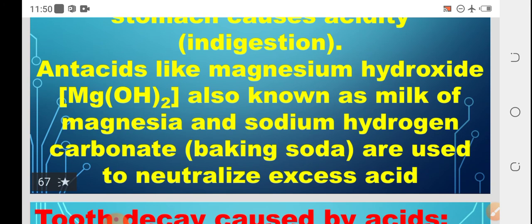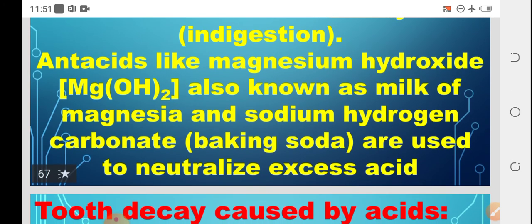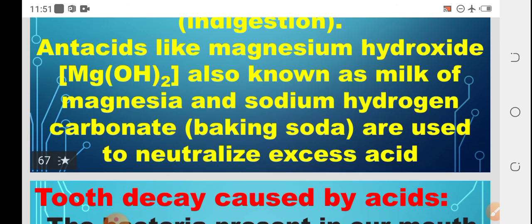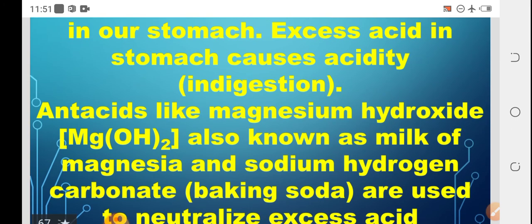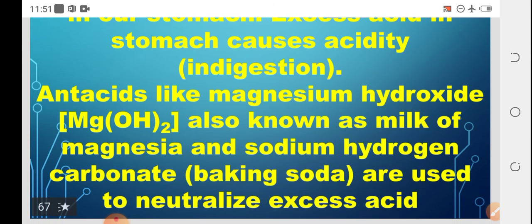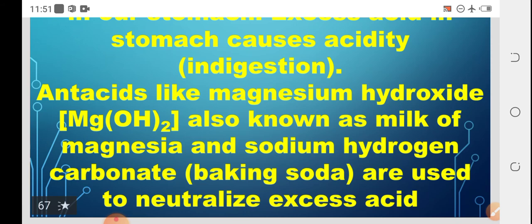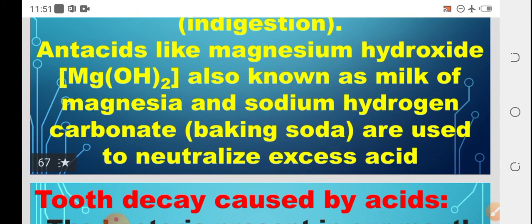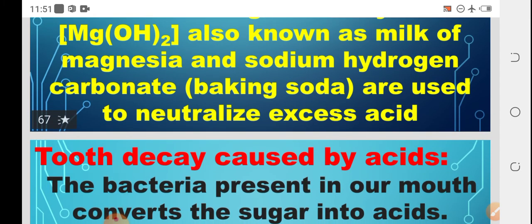That means people nowadays prefer these materials, because families might have baking soda, but they are not able to store milk of magnesia. So when hydrochloric acid is in excess in the stomach, it causes acidity, that means pain in the body, and this will be reduced by using antacids like magnesium hydroxide as well as baking soda.